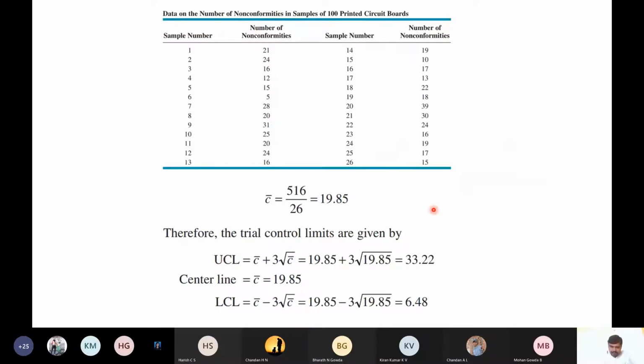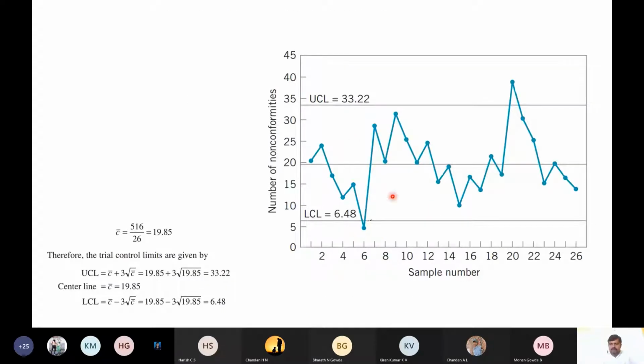Now, based on this, what can you say about whether the process is in control or out of control for this problem? By looking at the control chart, what can you say?